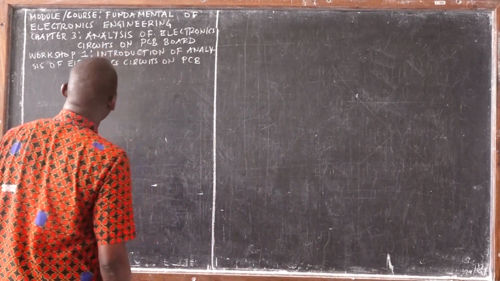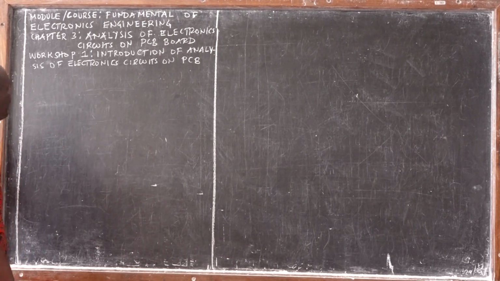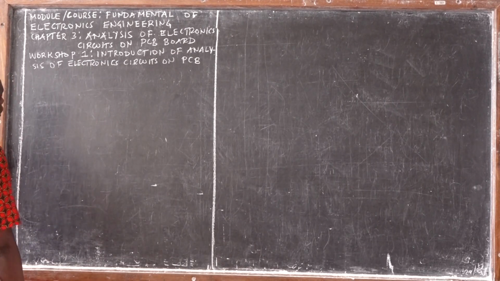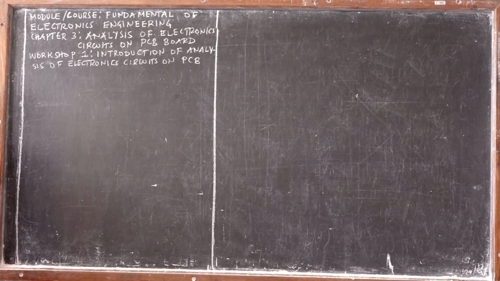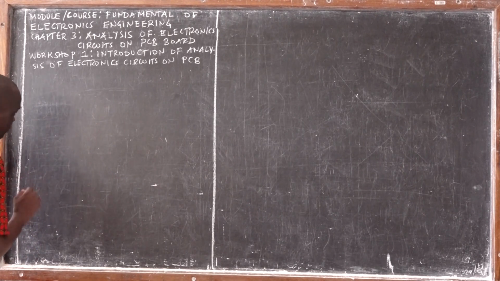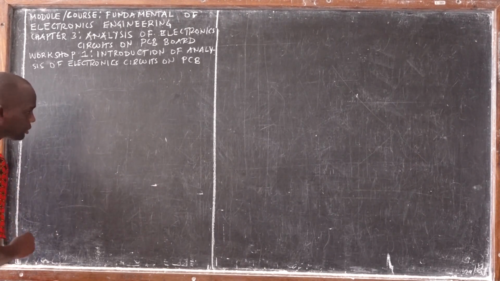The course is called Fundamental of Electronics Engineering, and this is chapter 3, which we call the Analysis of Electronic Circuits on the PCB boards. Class A, Analysis of Electronic Circuits on the PCB board. This is workshop 1, Introduction to Analysis of Electronic Circuits on the PCB board. Listen carefully. Let me do these introductions to build a concept.